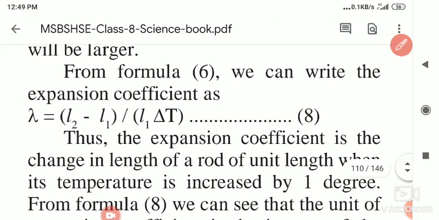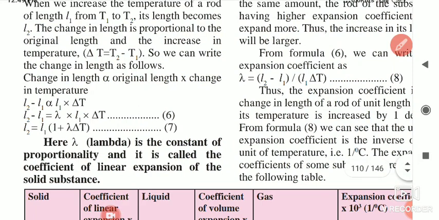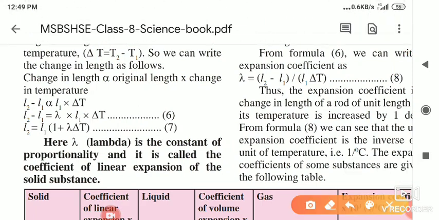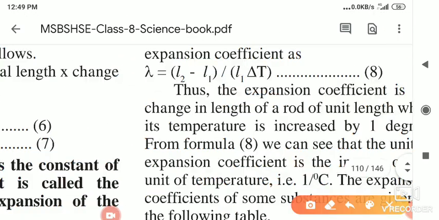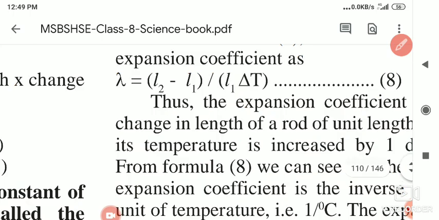From the formula we can write the expansion coefficient as lambda equals, keeping lambda as it is, L2 minus L1, and L1 into delta T goes to the denominator for the division. So lambda is equal to L2 minus L1 divided by L1 into delta T.